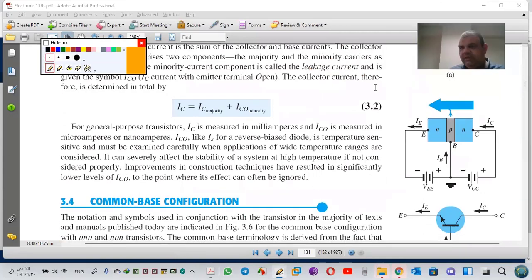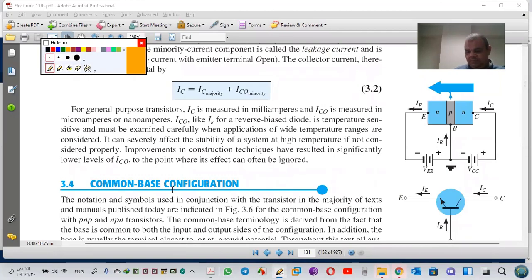It is NPN. Let's first see all the directions of the arrows. This is IB, IE, and IC. Why is this? B in, this is the direction.